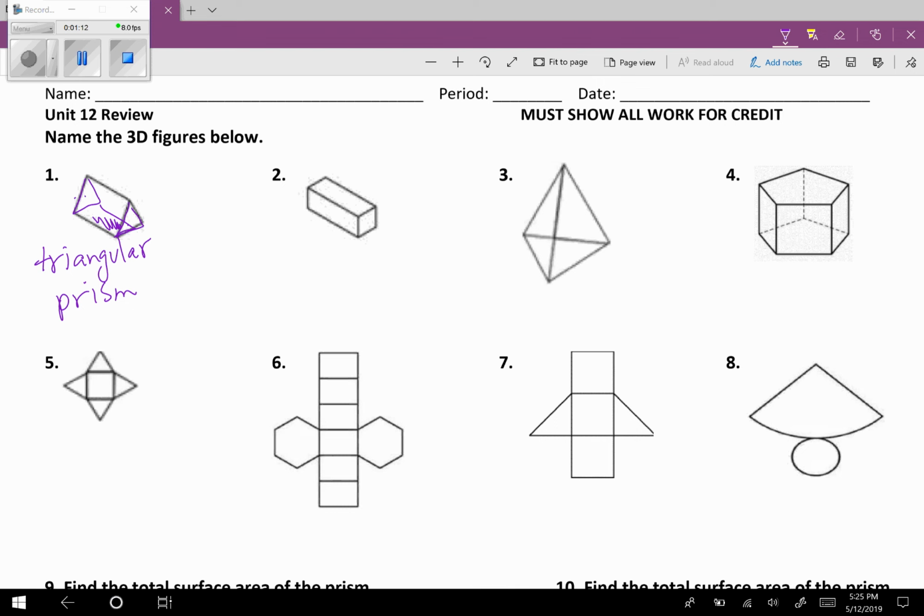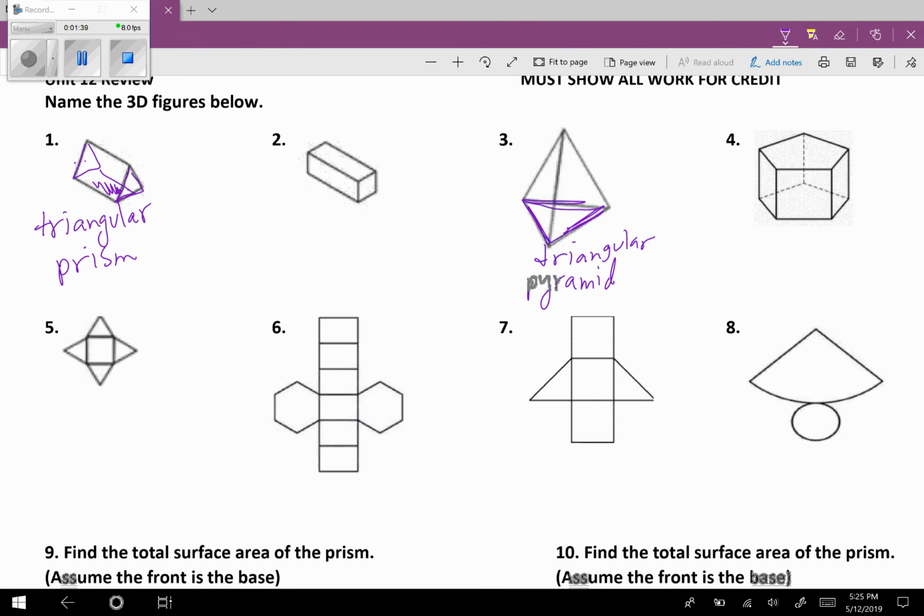Okay, number 3, this one, this is a pyramid because I see these triangular faces here. Okay, so it's a pyramid. But the question is, what kind of pyramid is it? Well, you have to look at the bottom. Look at the very bottom. This base right here is a triangle, so it's a triangular pyramid.